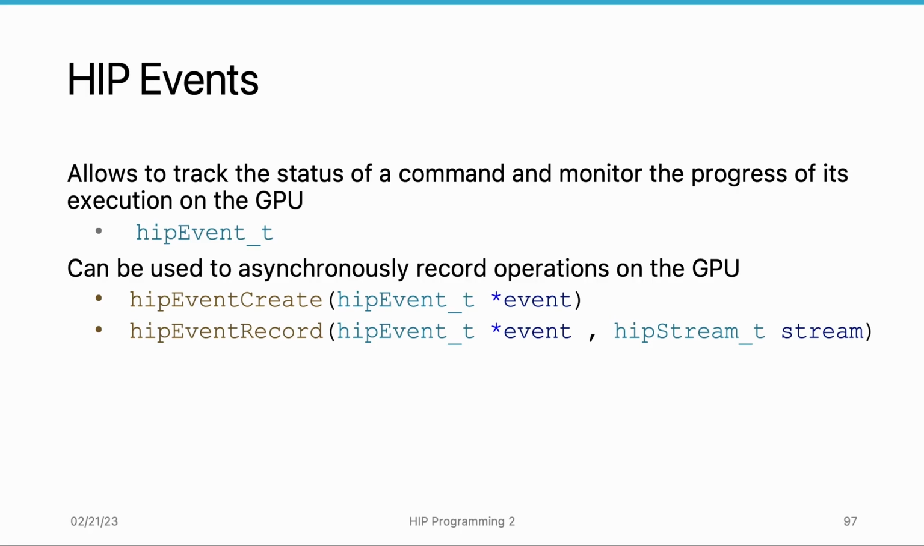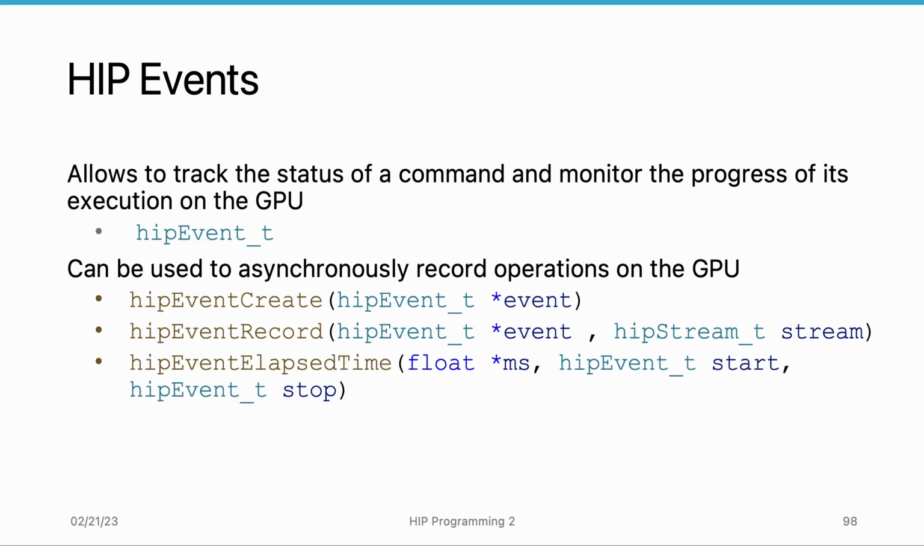The event parameter in the function specifies the heap event to be recorded, and the stream parameter specifies the stream in which to record the event. The elapsed time between two events can be calculated in milliseconds using the heap event elapsed time function. The first argument, ms, is a pointer to a floating point variable that will be populated with the elapsed time. The second argument, start, is the first event in the interval, and the third argument, stop, is the second event in the interval. The function returns the elapsed time between these two events as a floating point value in milliseconds, which can be stored in the variable pointed to by ms.